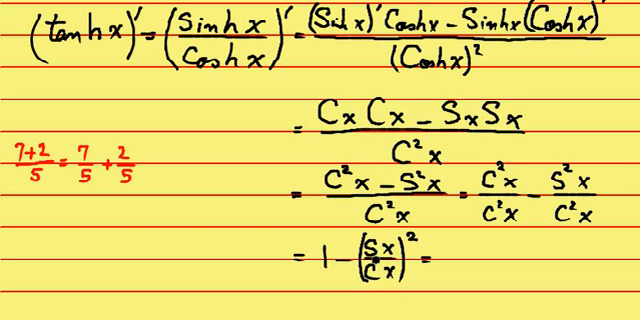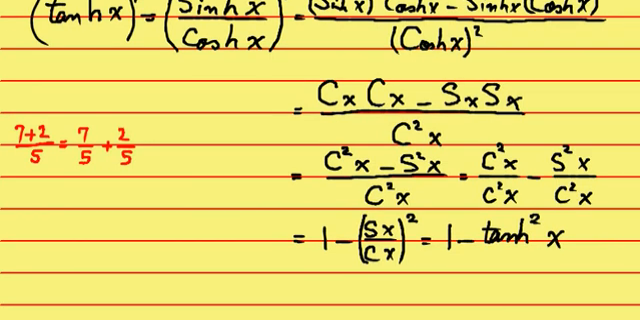So what is sine over cosine? Sine over cosine is tangent. Here I have enough room to write the full name. 1 minus tangent hyperbolic square of x. So let me go ahead and capture this formula.